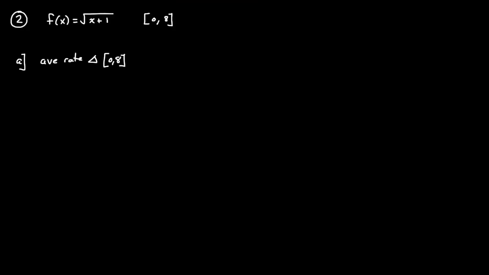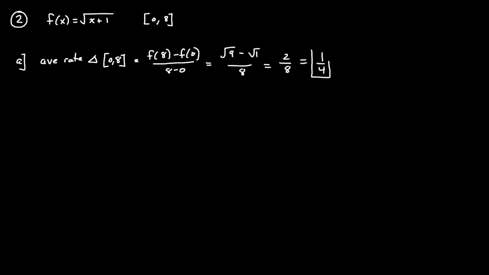Okay, let's turn to page example number 2. f of x is the square root of x plus 1 on the interval 0 to 8. We want to talk about the average rate of change on the interval 0 to 8 in part A. Let's do this a little quicker. We need f of 8 minus f of 0 all over 8 minus 0. That's the change in y over the change in x. So this gives us the square root of 9 minus the square root of 1 over 8. And this comes out to be 2/8, or simplified to be 1/4. That is the average rate of change.